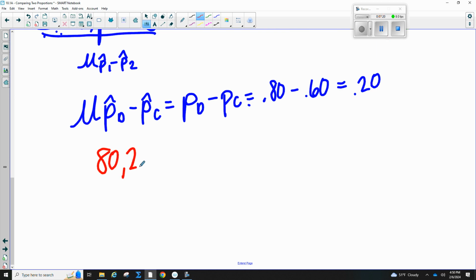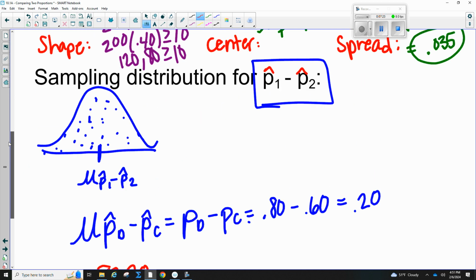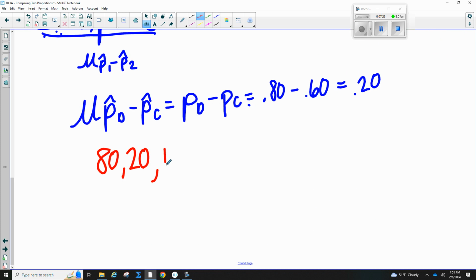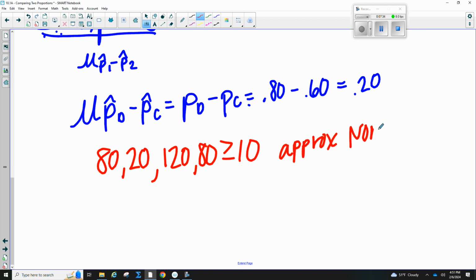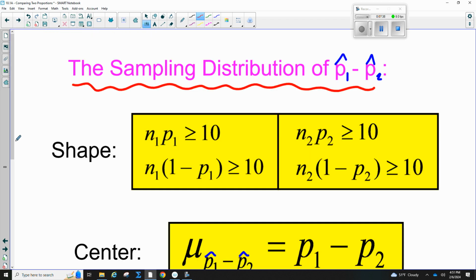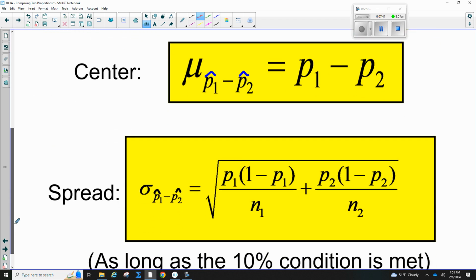All right, we would do both of those separately, and then 120 and 80, greater than or equal to 10. And so we can assume approximately normal. All right, so you're going to check for both. All right, and then the center of your sampling distribution, I would write this down, okay, mu of p hat 1 minus p hat 2 equals the true p1 minus the true p2. Okay, check the order they want you to subtract in the problem. All right, and for today, we're going to know all of the true proportions.